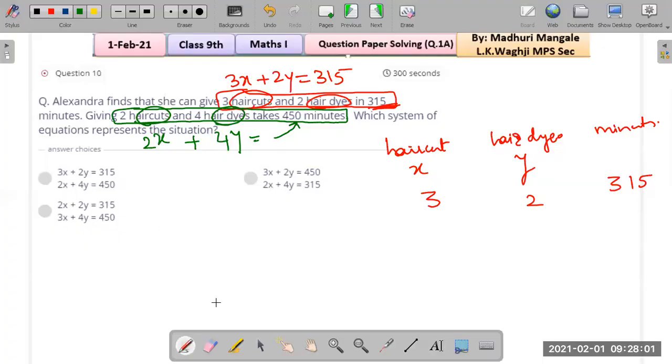Over here on the board, just check. This was so simple. For those who are still getting it wrong, or others who are still not trying it: 3x plus 2y equals 315. The first is the correct one. This other option is 2x plus 2y, so it goes wrong. And 3x plus 2y equals 450, but 450 is for the second condition, so this goes wrong too. The correct option was the first one.